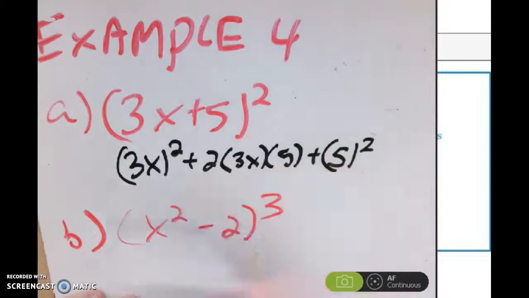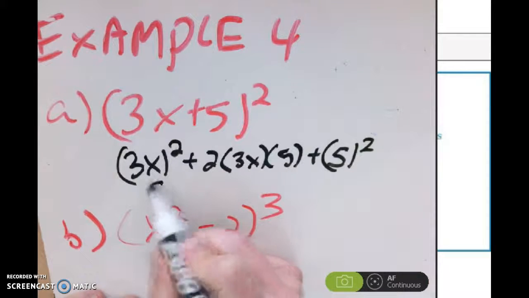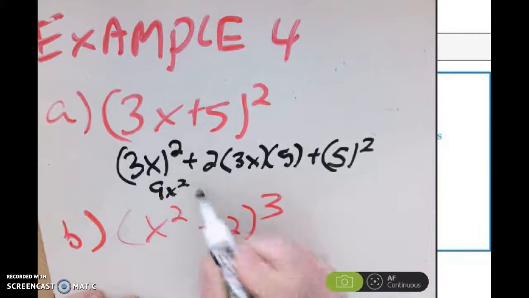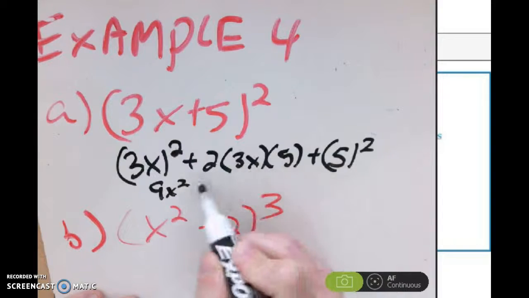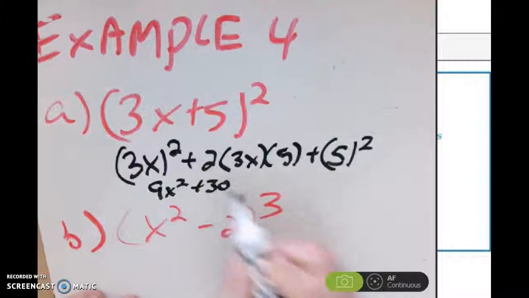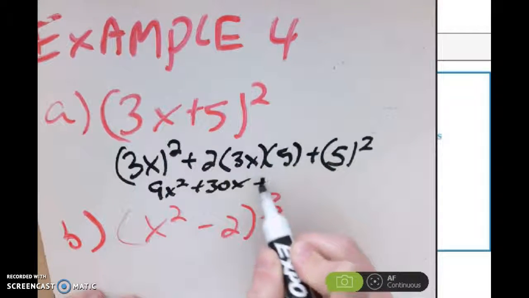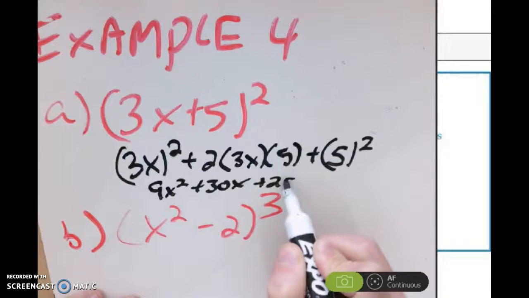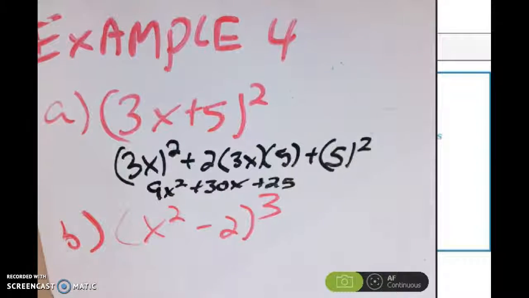So if I rewrite this all now, I'll get 9x squared plus 30x plus 25. And then if we look at the next example, we have x squared minus 2 to the third. So I have a difference of a cube.